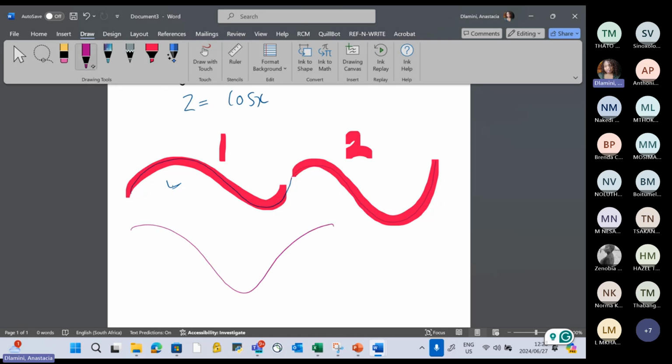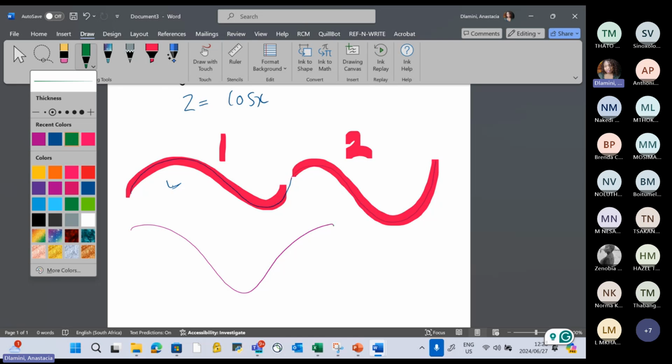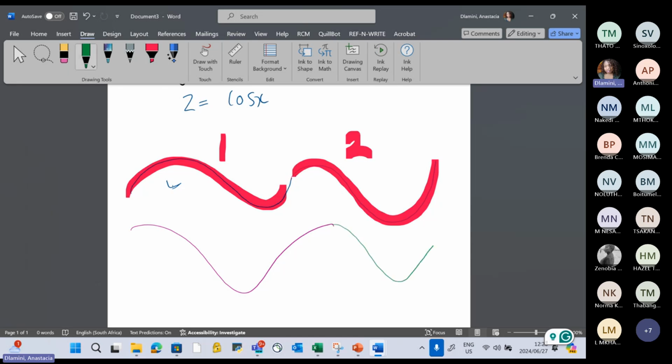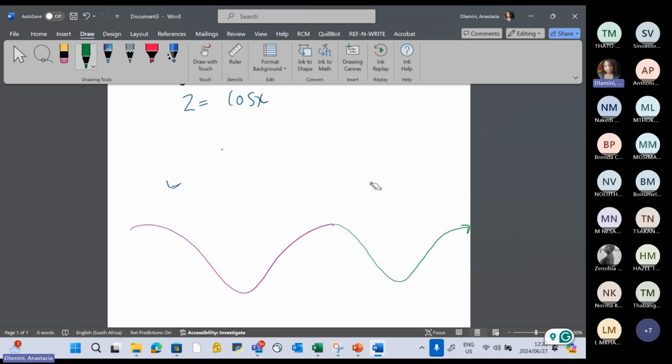Now a complete period of cos looks like this. If they say draw another one, it means you're going to join here and draw, and it will look like this. So it means you have 2 periods of cos here. Are we all together there? Yes or no? Okay, I only find one yes.